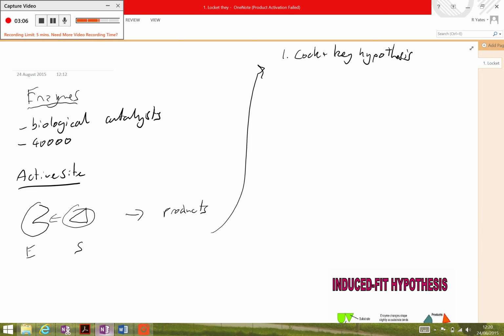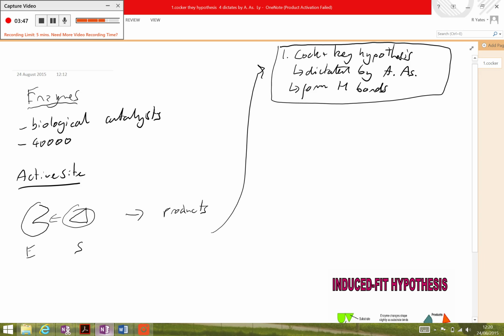It fits perfectly, and the properties of the active site are actually given by the amino acids around it. They're dictated by the amino acids around it, and the shape of the amino acids determines the shape of the active site. The amino acids form weak hydrogen bonds, ionic bonds as well. So the active site binds with that substrate only. That's our first model, the lock and key hypothesis. That's the one you'll have been told at GCSE.